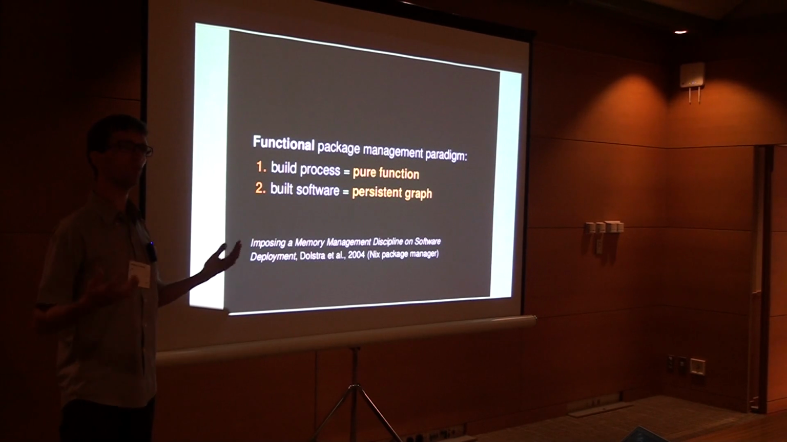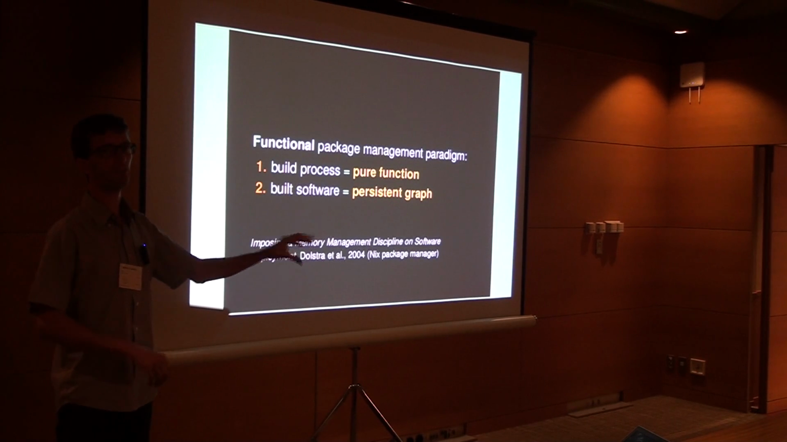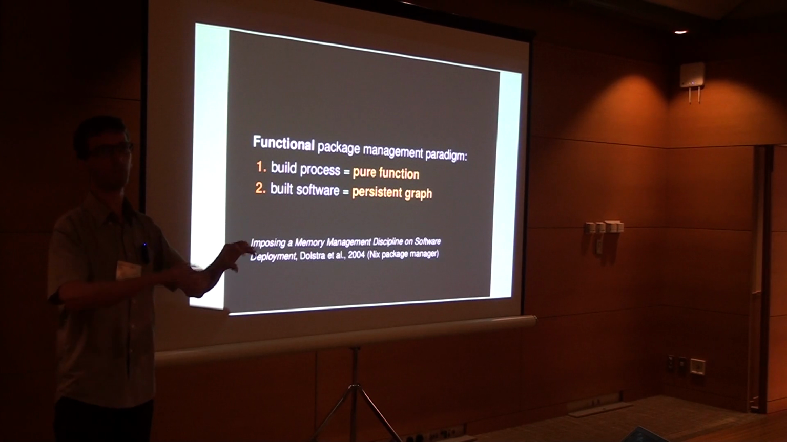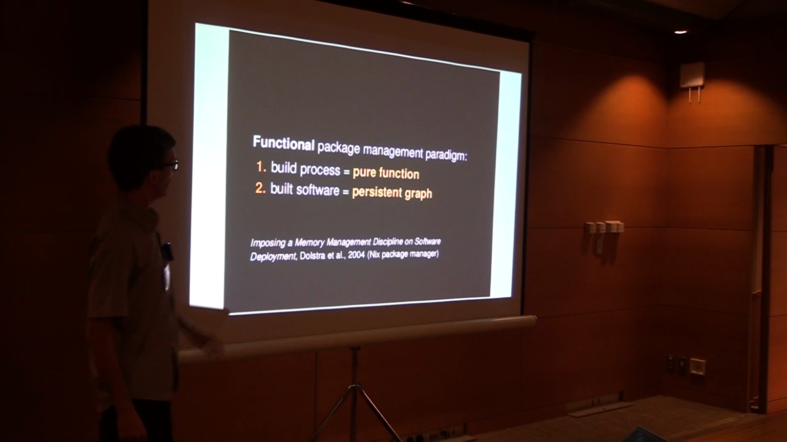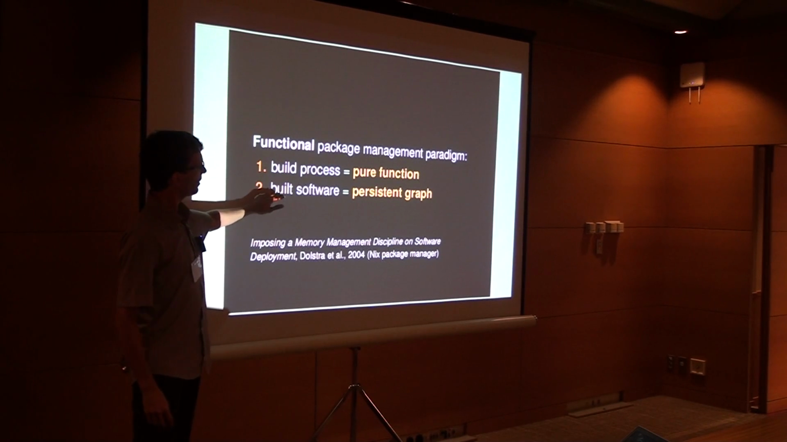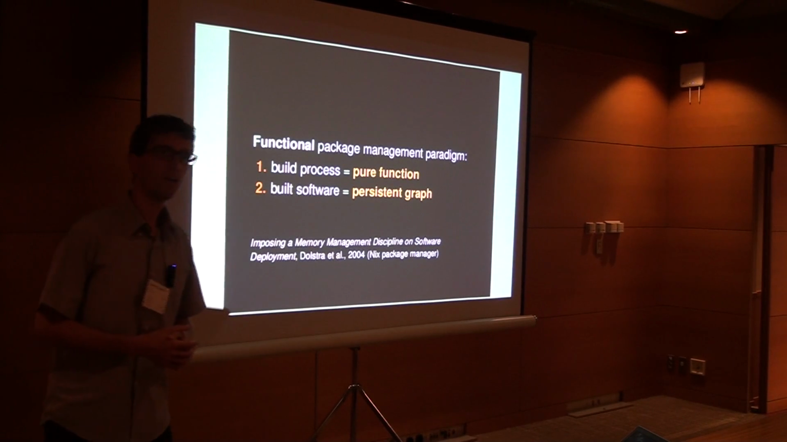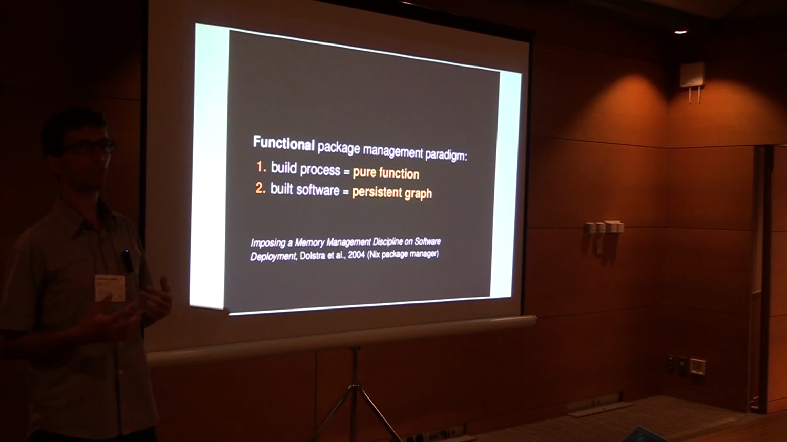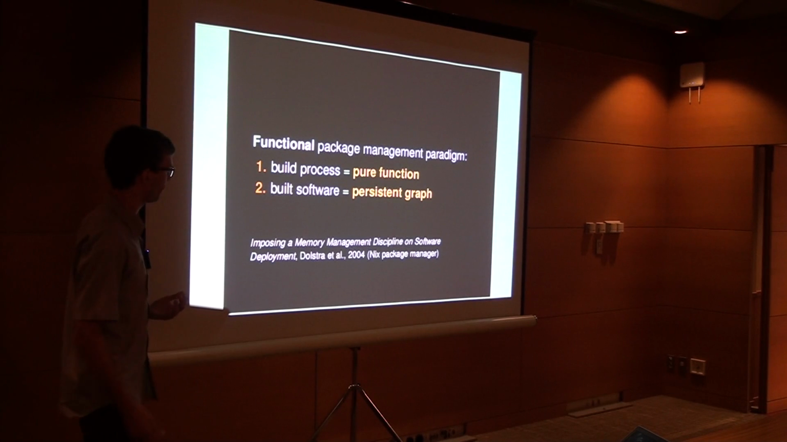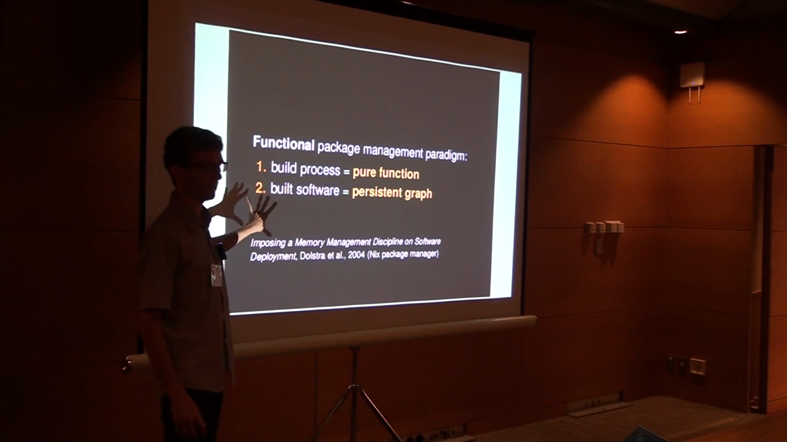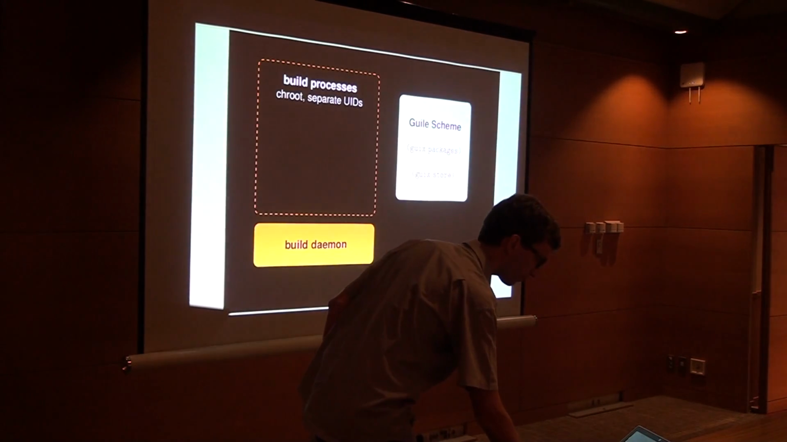But then, let's assume this is a pure function. So you give it the same compilers and libraries, you run the same configure, make install command, and you get the same result, right? And so once we have it, if we look at the set of built packages on your system, it's essentially a graph, and it's viewed as a persistent data structure, a persistent graph. So this is the main idea. So how do we do that in practice?